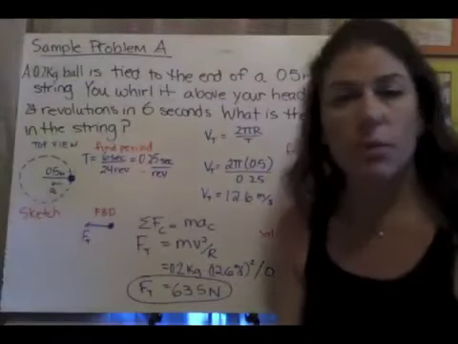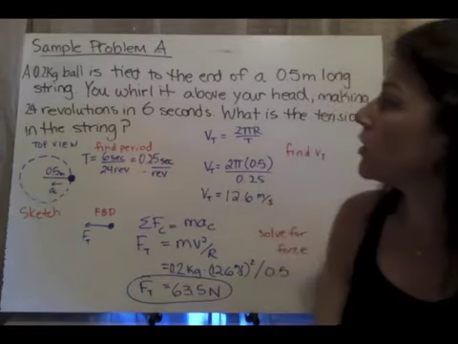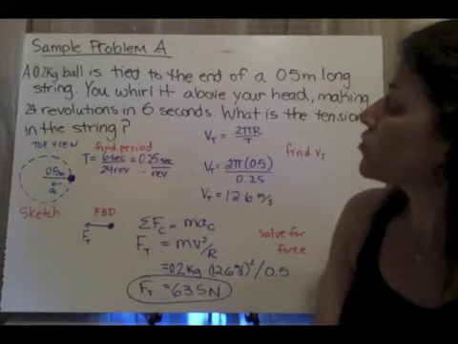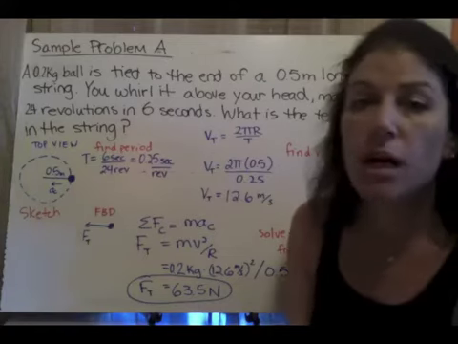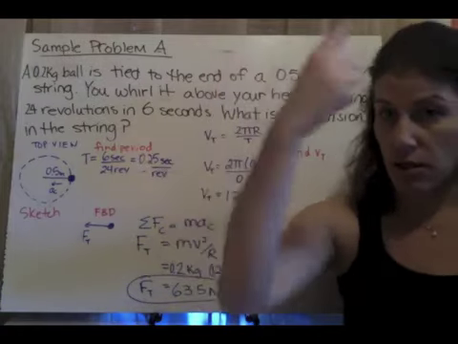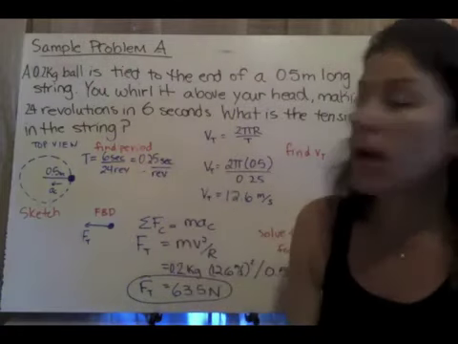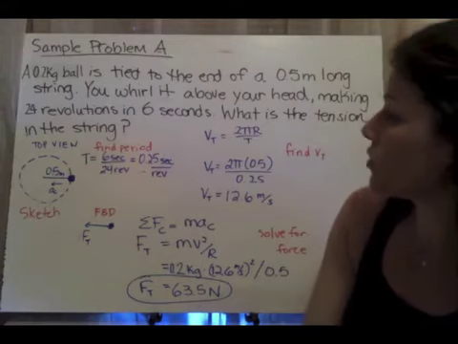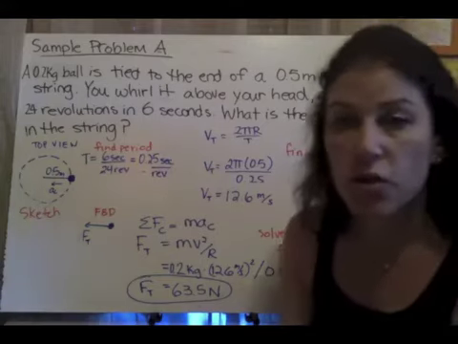So here's a typical basic problem. A 0.2 kilogram ball is tied to the end of a 0.5 meter long string. You whirl it above your head like this, so it makes a horizontal circle like this, right? It takes 6 seconds to make 24 revolutions. What is the tension in the string?